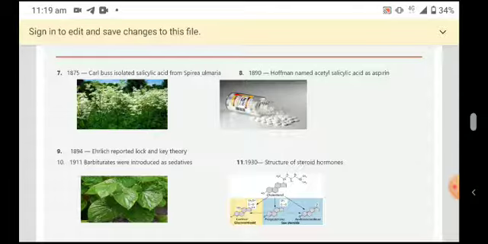In 1894, Ehrlich reported the lock and key theory. In 1894, which scientist reported the lock and key theory? The scientist Ehrlich. And the 10th point is that in 1911, barbiturates were introduced as sedatives. As I show here, they were found to be used as sedatives in the year 1911. And next, in 1930, some steroidal hormones were introduced, meaning the structures of the steroidal hormones were introduced in 1930.